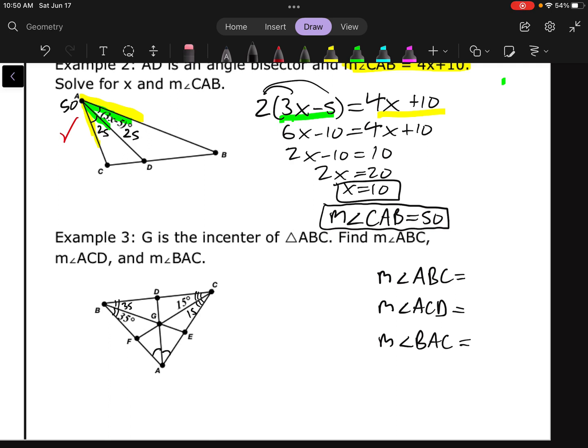Now let's see if that helps us at all. Angle ABC. That's this angle over here. And that's a 35 and a 35, which should be a 70. ACD. That's this one over here. That's a 15 and a 15. That's a 30.